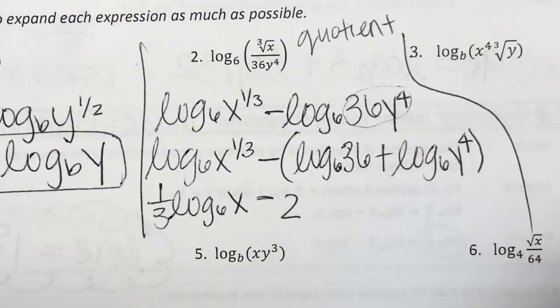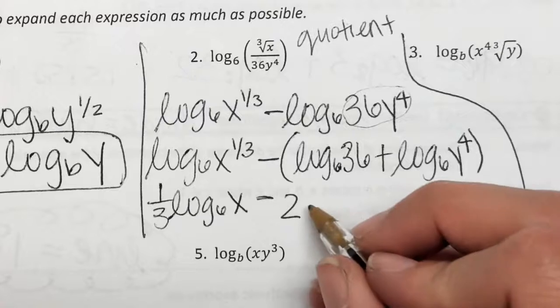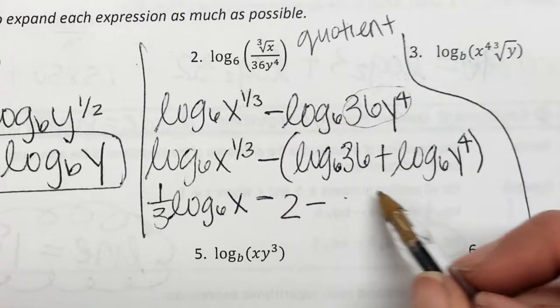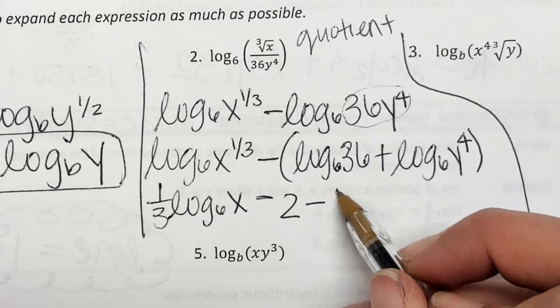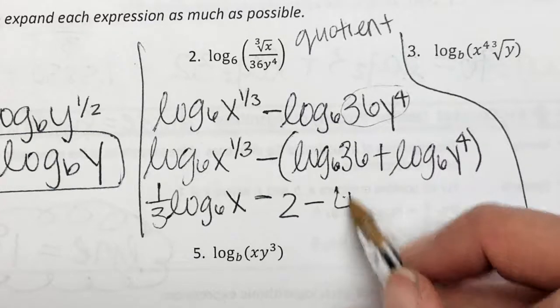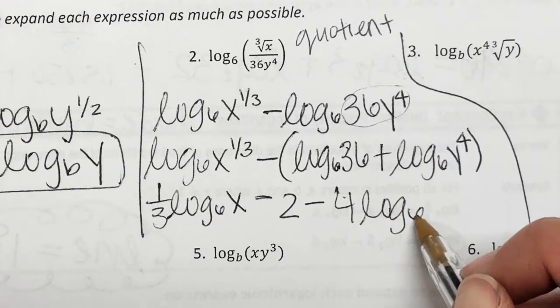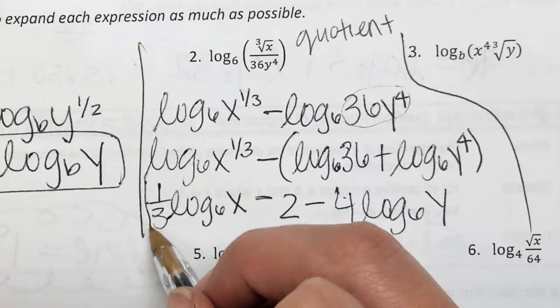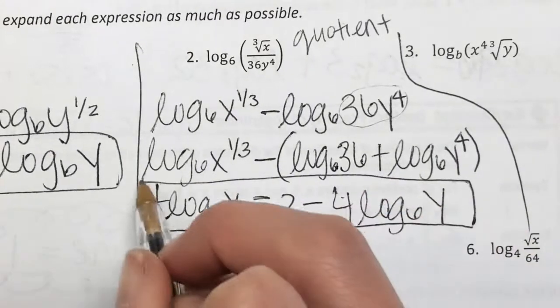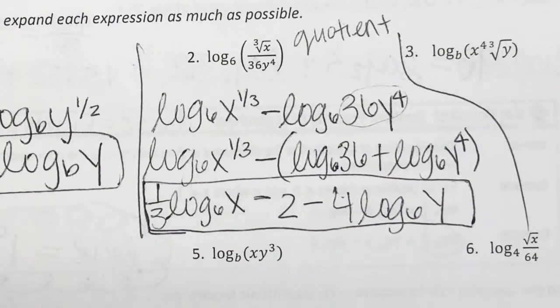Sorry, I'm moving a little fast. We're running out of time. This one would be minus what? 4 log 6 of y. Perfect. We will start here tomorrow. Any questions about that one? Okay. Aren't these fun? No. Yes, they are.